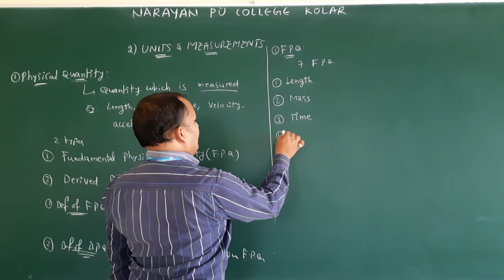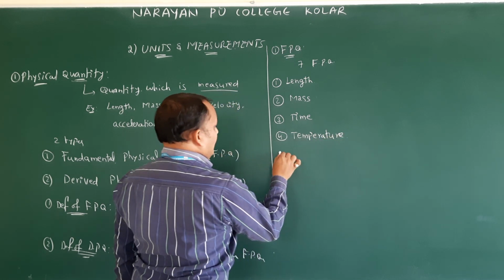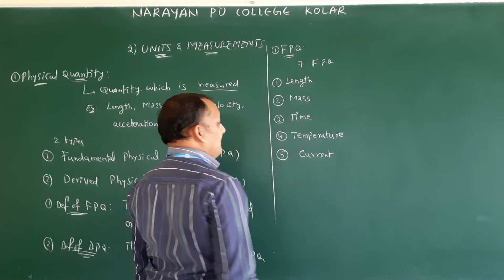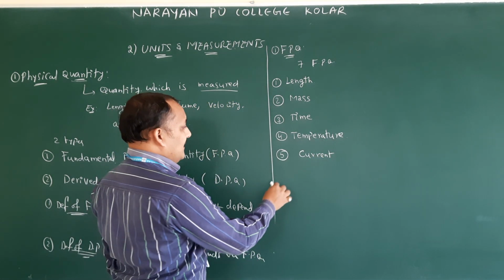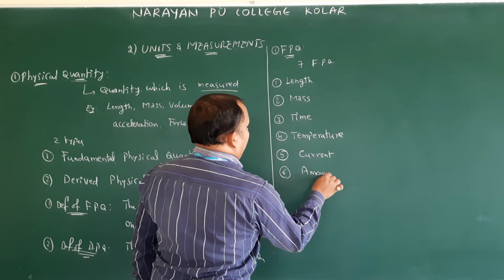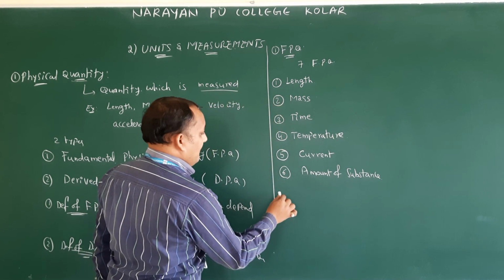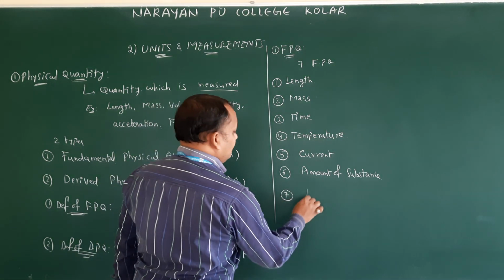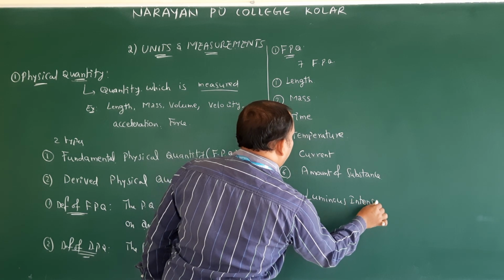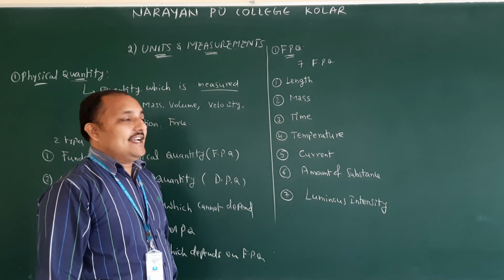Fourth one, temperature. Fifth one, current. Current means electric current. Sixth one, amount of substance. Seventh one, luminous intensity. So all these are fundamental physical quantities.